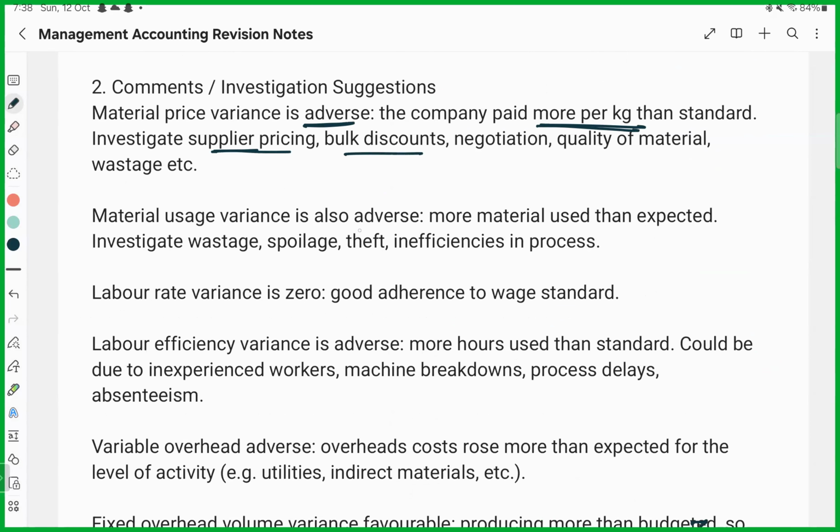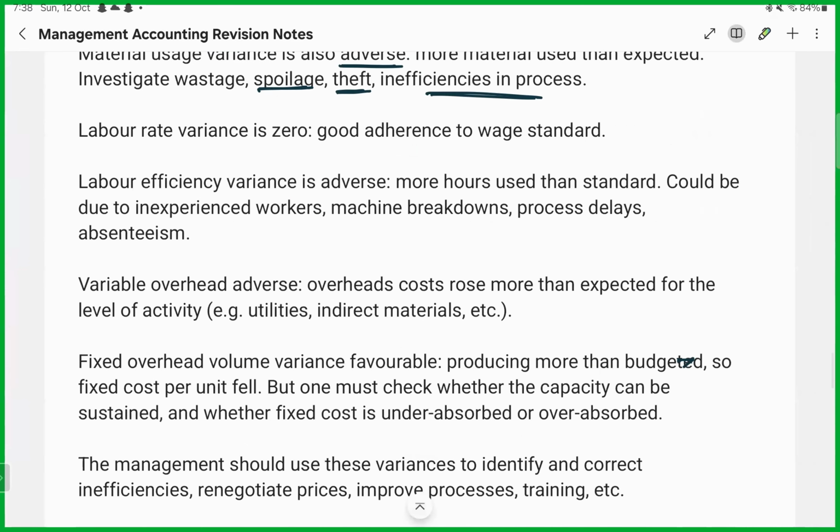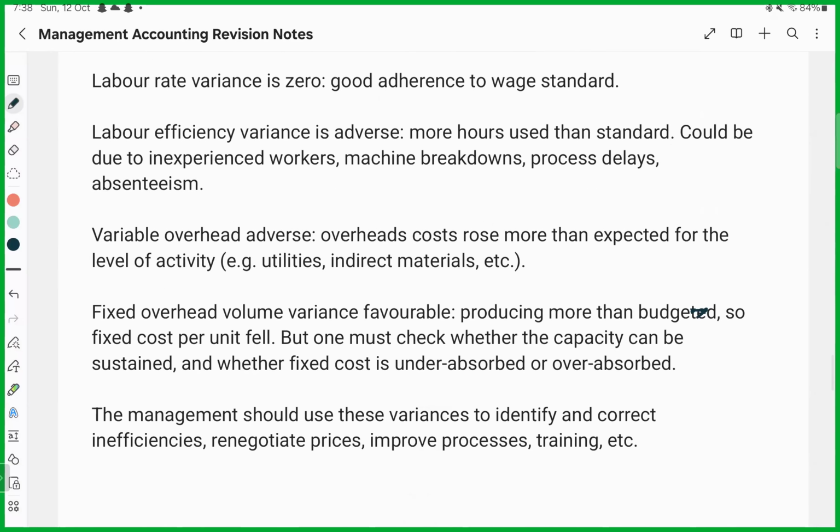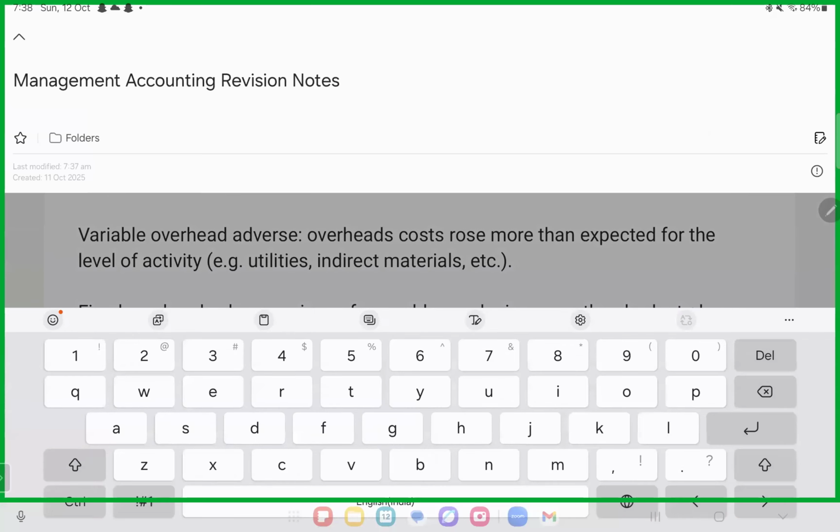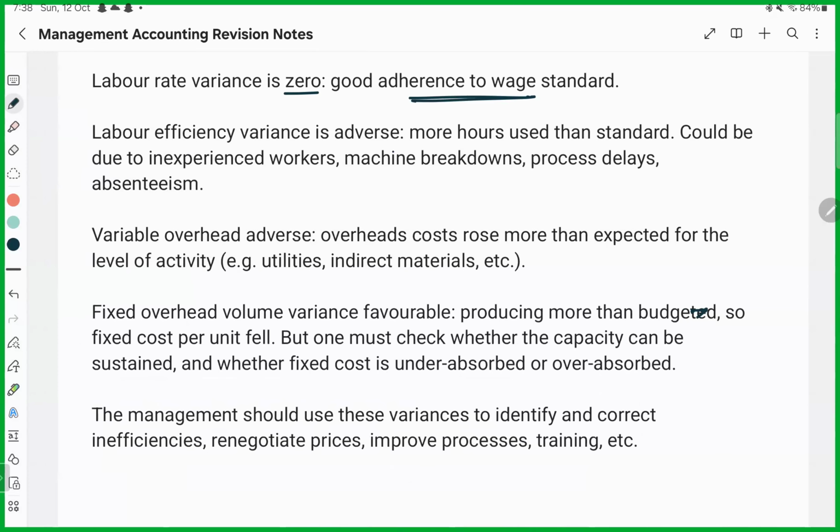Material usage variance. We found that we used extra material, which has given me an adverse result. When we investigated, we found the reason was spoilage, theft, or inefficiency in the processes. Labor rate variance. Labor rate variance was zero, which was neither good nor bad for me. We actually incurred what we had planned.